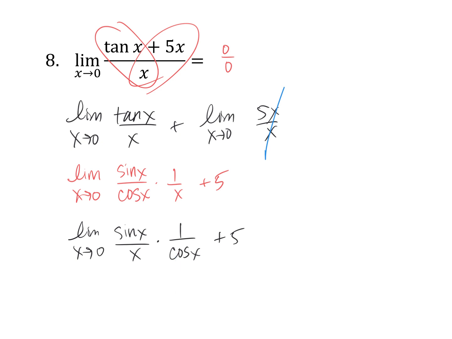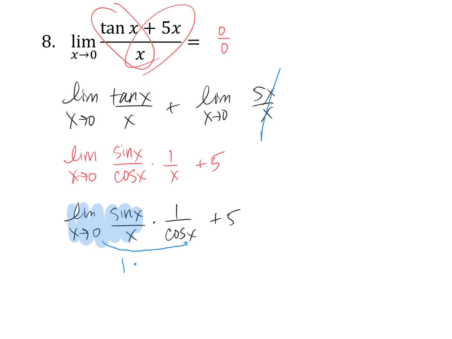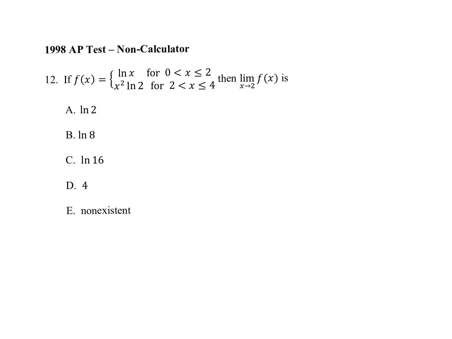And then I know this quantity is 1. And when I plug in that 0 here, cosine at 0, the x-coordinate at 0 radians is 1. So I'd get 1 over 1. Plus my 5, final answer: 6.